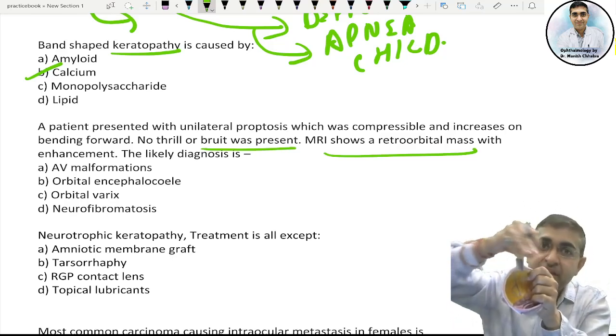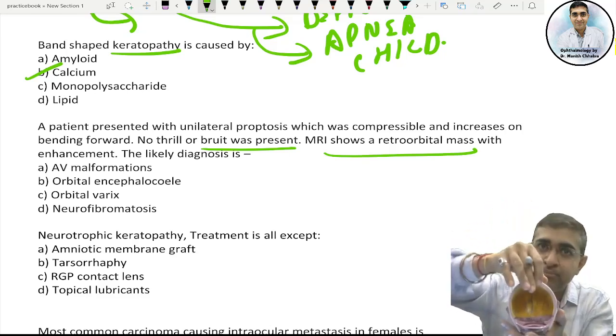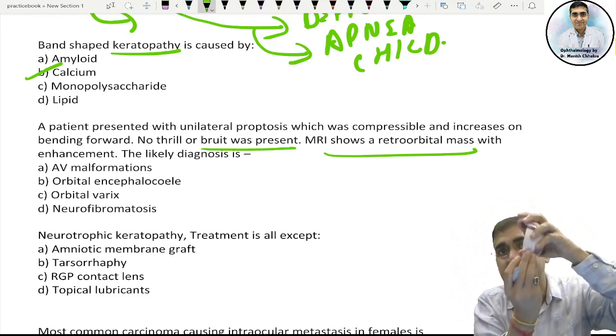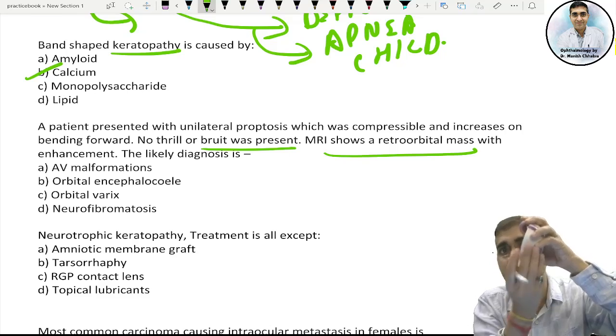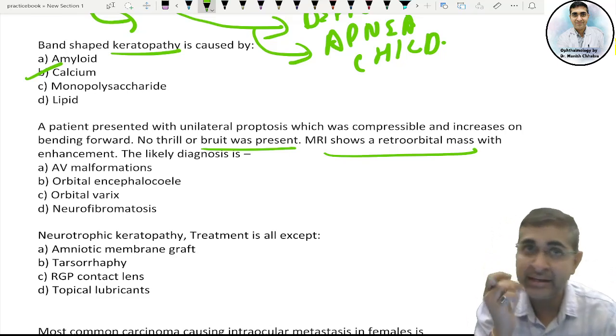due to gravity the blood will get collected here, and as a result it is going to push the eyeball below, so the patient will have proptosis. But when the patient will lie supine, due to again gravitational effect, the blood which was collected behind the eyeball will get drained off, and as a result the eyeball will go back in the orbit.